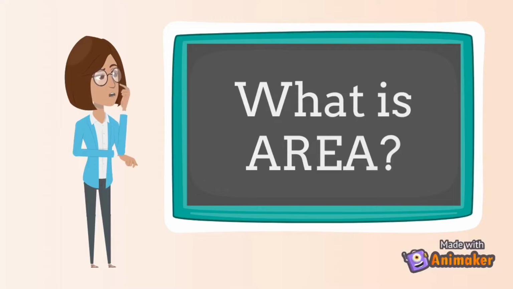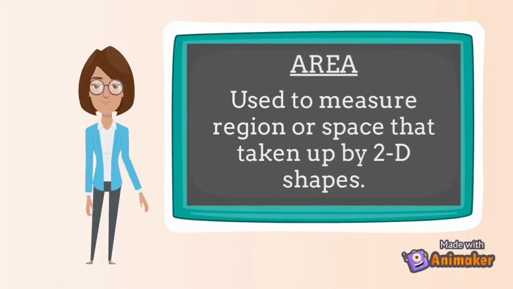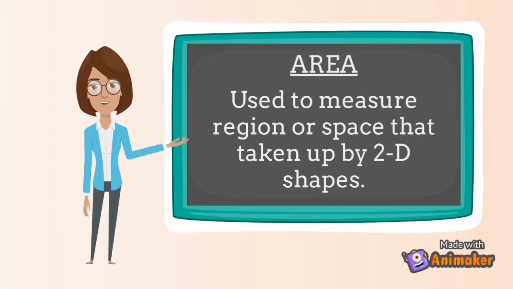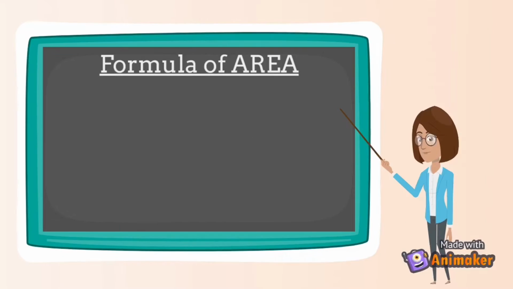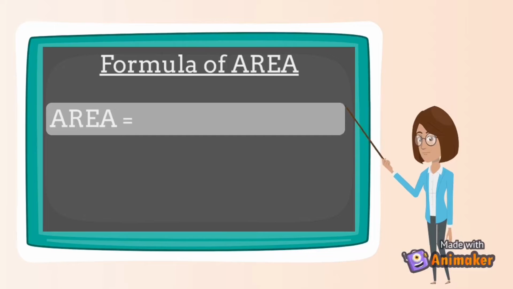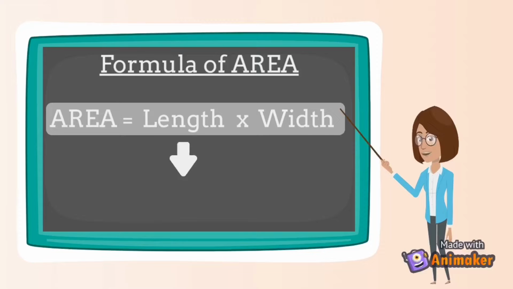Do you know what area is? Area is used to measure the region or total space taken by a 2D shape, such as a circle, rectangle, square, and others. Basically, the formula of area is the product of the length and width of the shape. The length is also known as the base, while the width refers to the height of the shape.